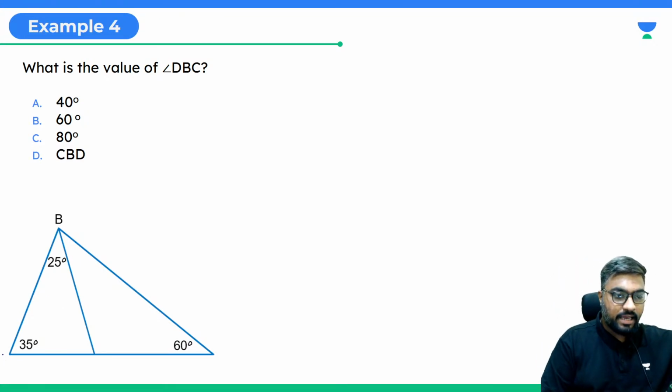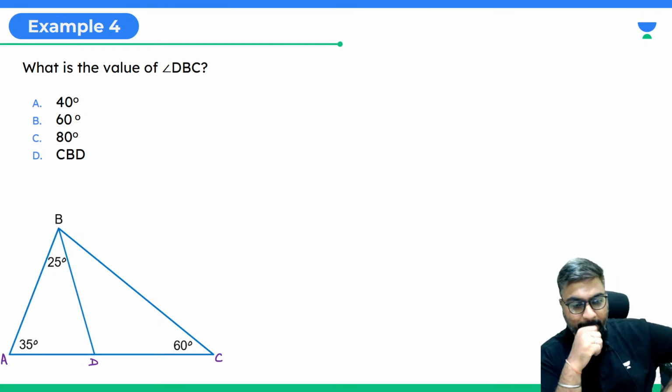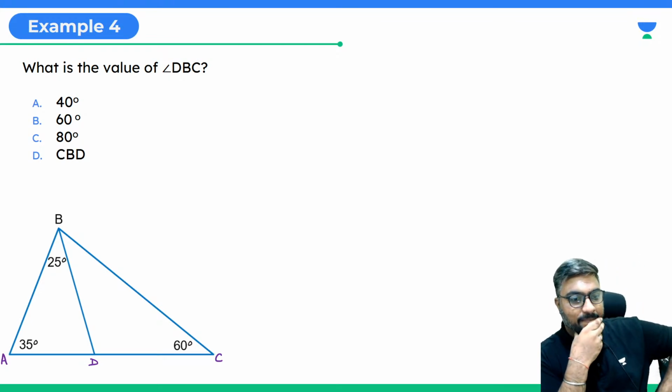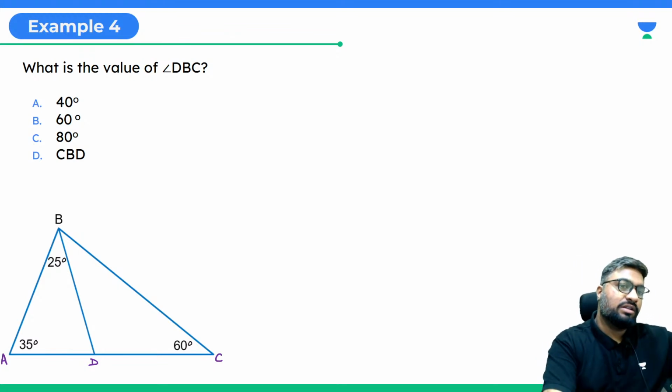Okay, this is A, sides mention nahi hai. This is C, this is D. Okay, we need to find out the value of side DBC.